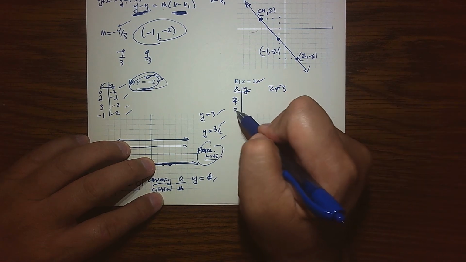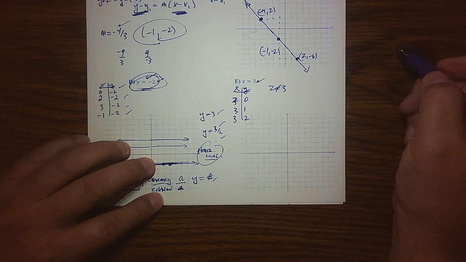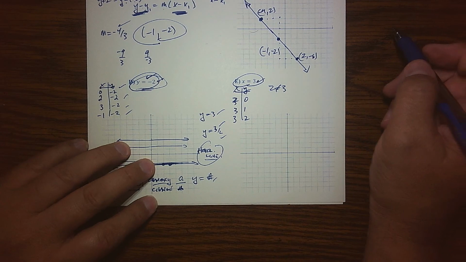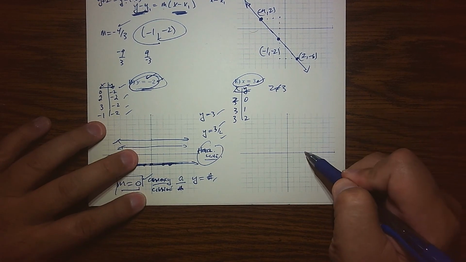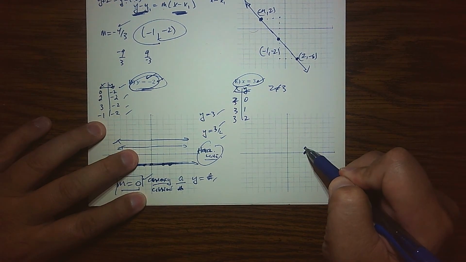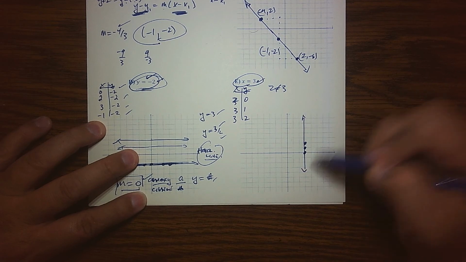So x has to be 3, and y can be anything that I want it to be, because there's no restrictions on y. y can be anything, x is stuck. It has to be 3. Graphing these points, we have 3, 0, we have 3, 1, and we have 3, 2. And there is your vertical line.